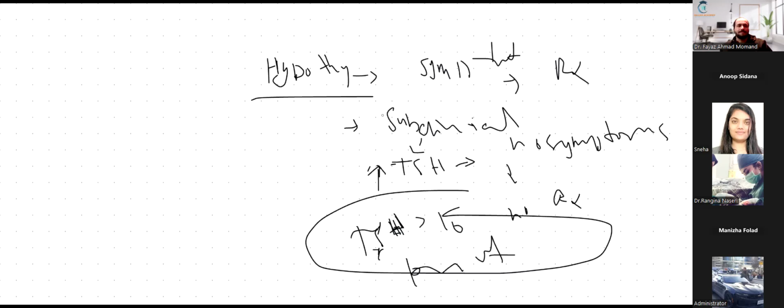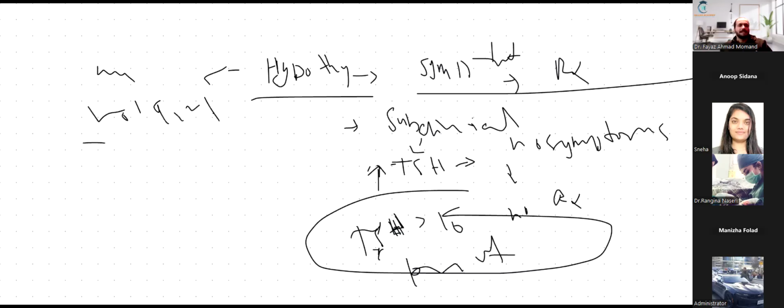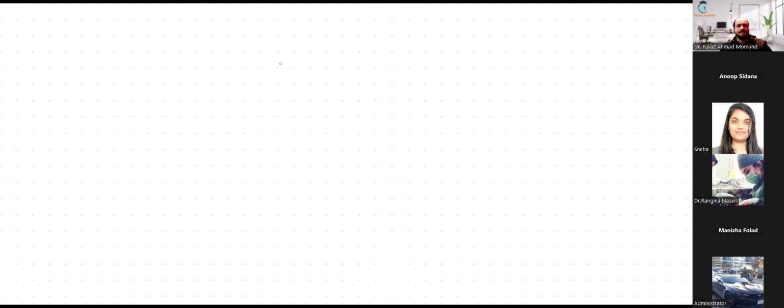Symptomatic hypothyroidism, like a patient with weight gain, cold intolerance, dry skin, and many more symptoms of hypothyroidism, bradycardia, etc. If the patient is symptomatic with symptoms of hypothyroidism, we would treat them with medication. The medicine is levothyroxine. Usually we start at the lowest dose and then titrate it up till the patient becomes euthyroid.